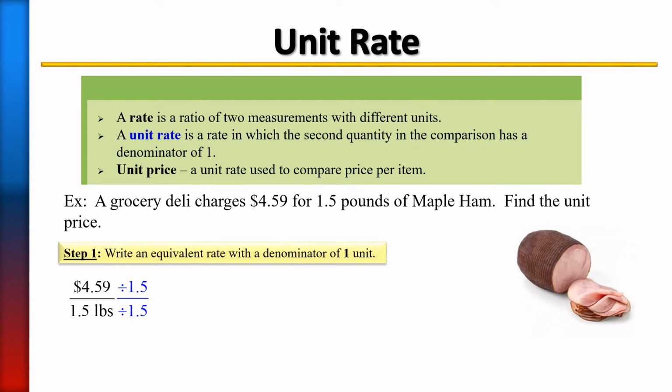So again, essentially, as I showed with the shortcut method, all you had to do was just take the amount and divide it by its pound, and that will give you the unit rate of how much it is for 1 pound of maple ham, and in this case it would be $3.06 per pound.